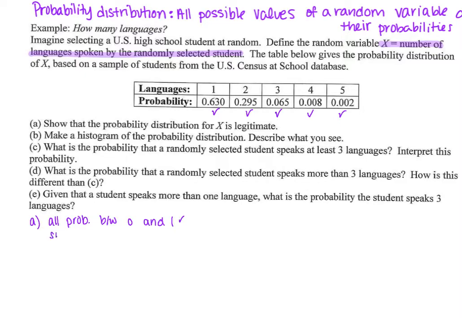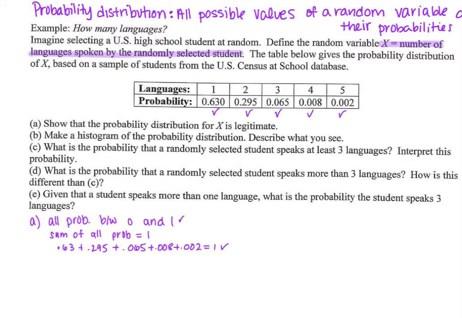And the sum of all the probabilities needs to equal 1. So 0.63 plus 0.295 plus 0.065 plus 0.008 plus 0.002 needs to equal 1. The sum of all possible probabilities needs to equal 1.